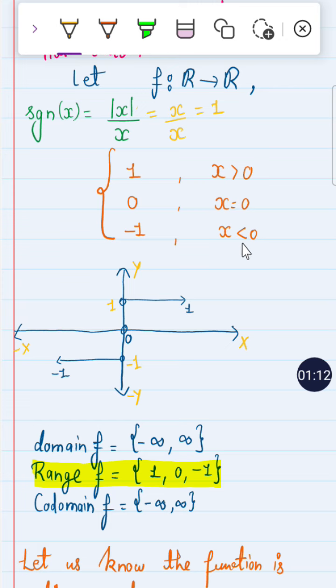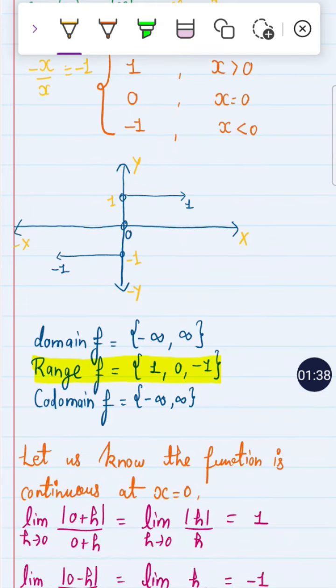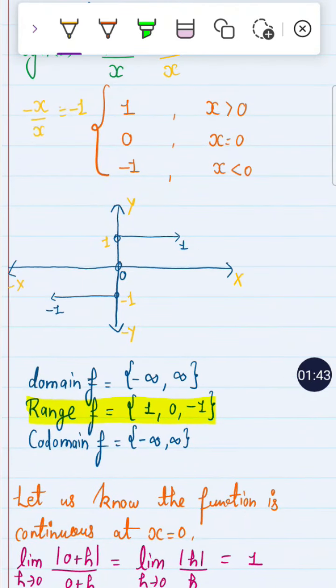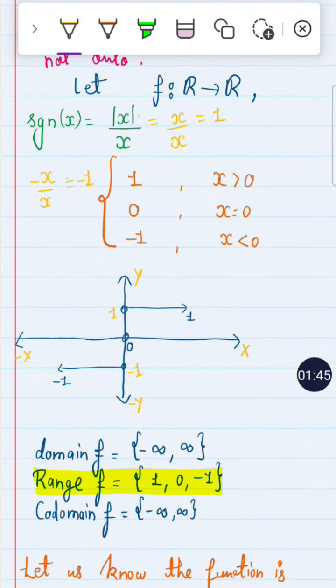When x is less than 0, for all the negative values of x, mod of x equals minus of x, right? If you take x negative, mod of x becomes minus x. For x less than 0, the value is minus 1. The signum function gives you minus 1, right? So the range of f is 1, 0, minus 1.